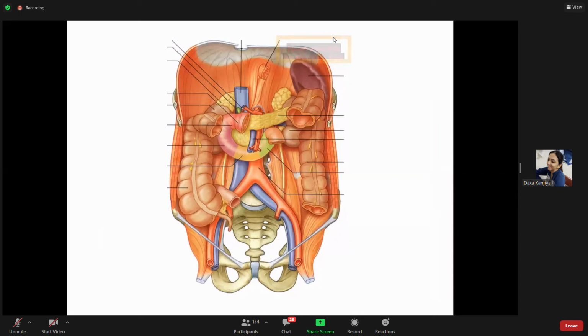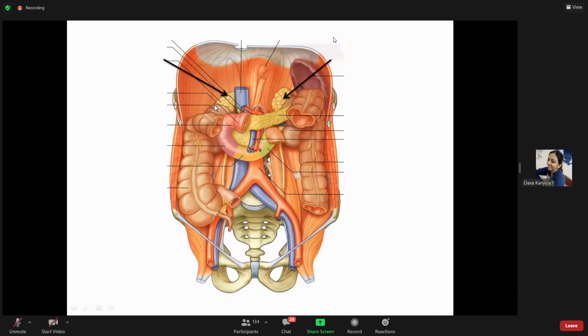See how the arrangement of the structures is related with the anterior surface of the kidney. Here you can see the arrangement of the duodenum, first part and second part. Within the concavity of the duodenum, you will find the head of the pancreas. Then this is the body of pancreas. At the upper border of body of pancreas, there lies splenic vessels or splenic artery. And this is the colon, ascending colon, hepatic flexure, descending colon and splenic flexure.